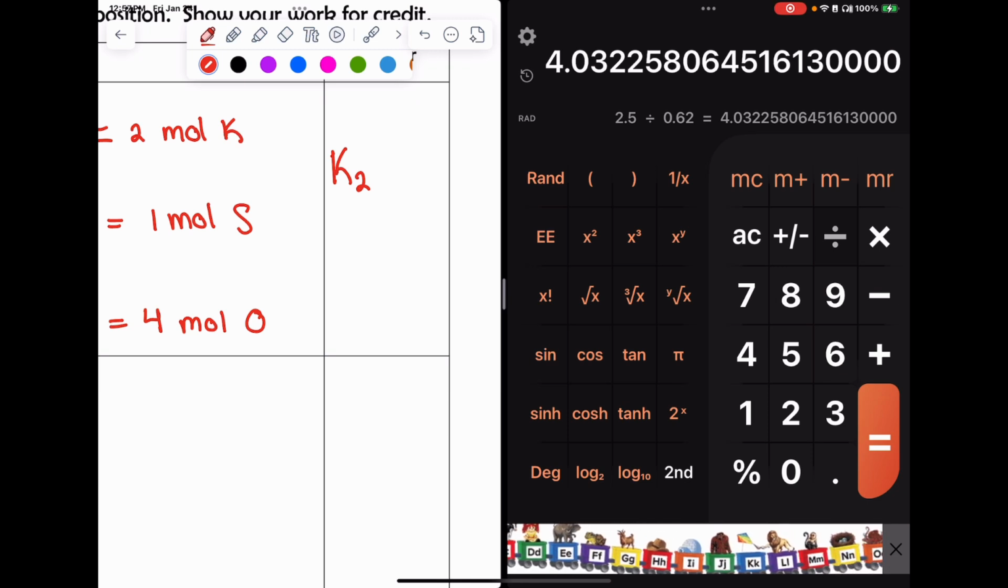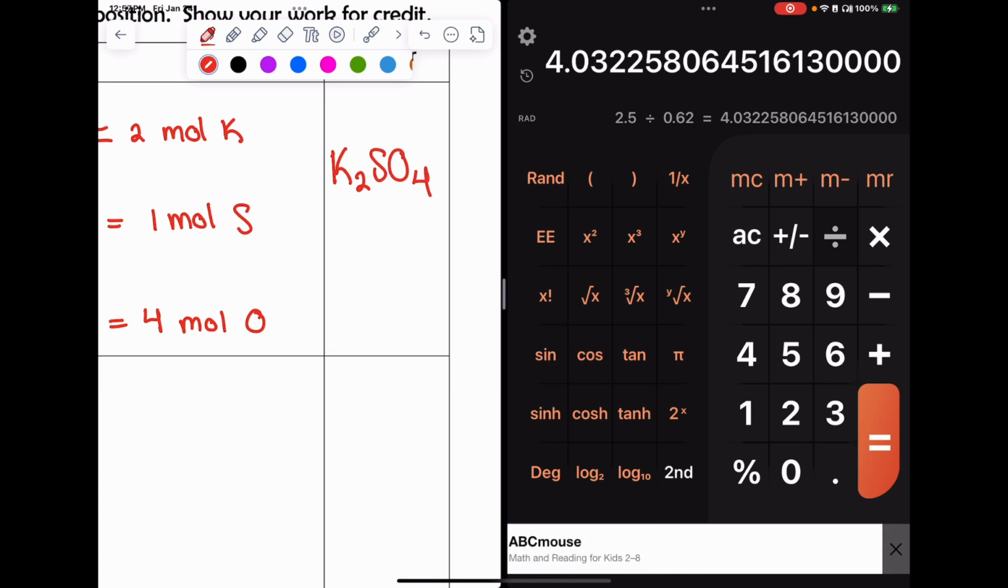We should have 2 potassiums, 1 sulfur, and 4 oxygen. So this is the formula, K2SO4.